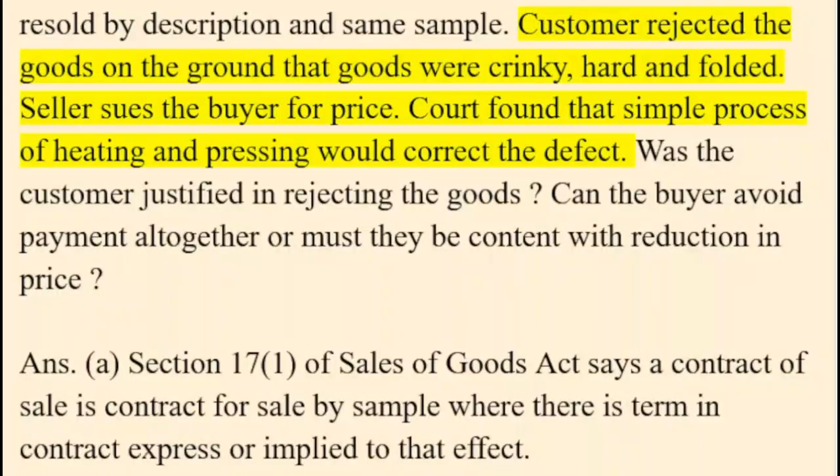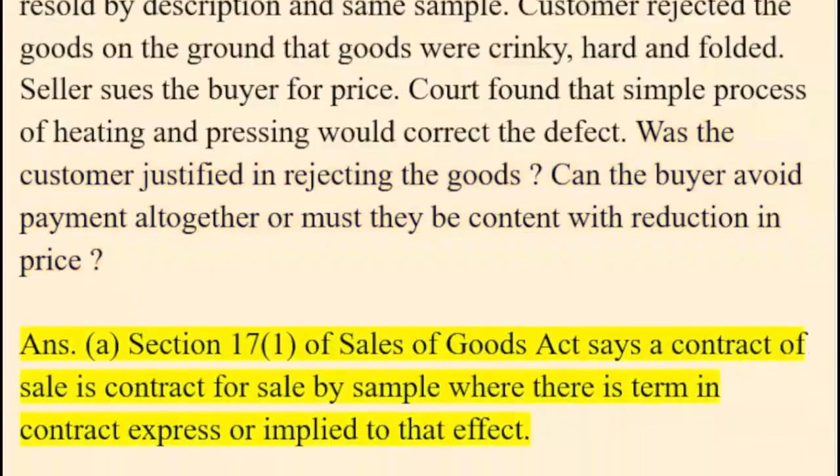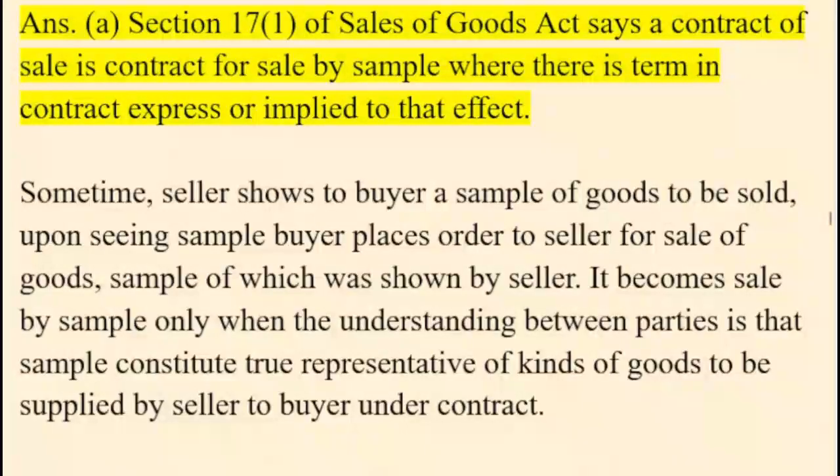The court found that a simple process of heating and pressing would correct the defect. Was the customer justified in rejecting the goods? Can the buyer avoid payment altogether, or must they be content with a reduction in price? Ans. A. Section 17(1) of the Sale of Goods Act says a contract of sale is a contract for sale by sample where there is a term in the contract, express or implied, to that effect.